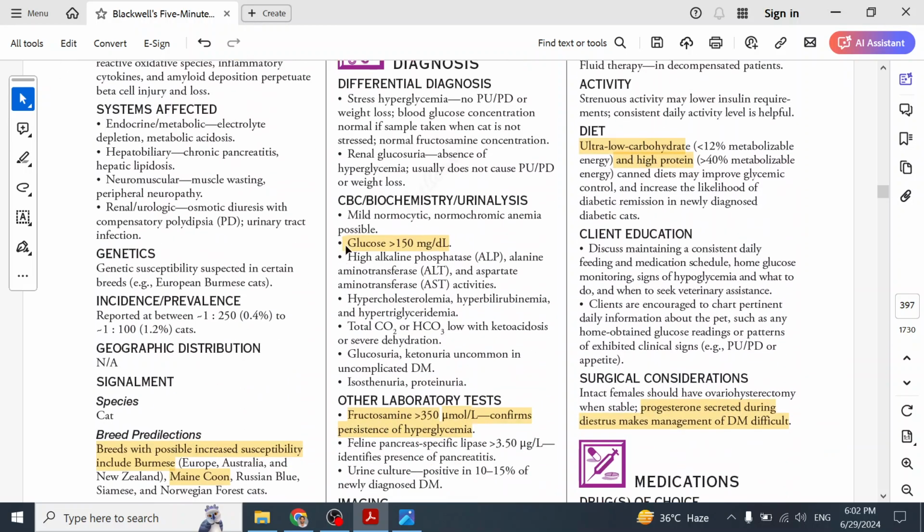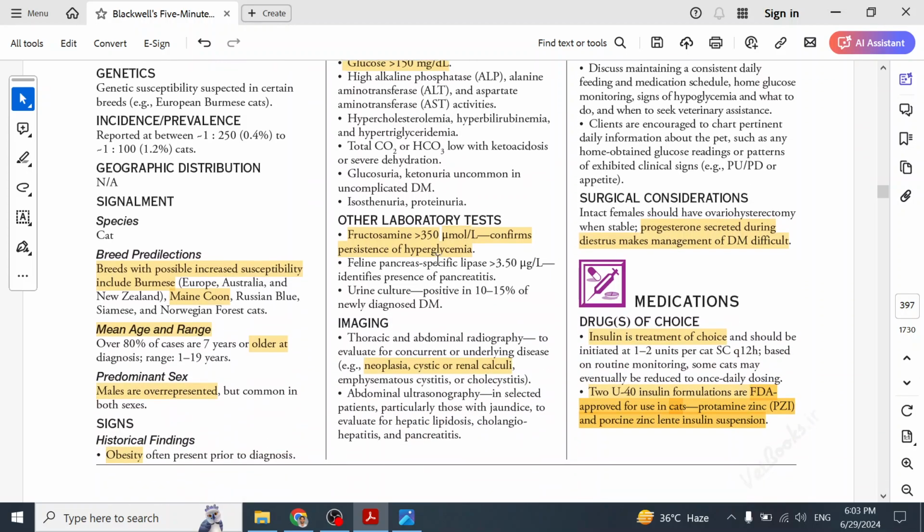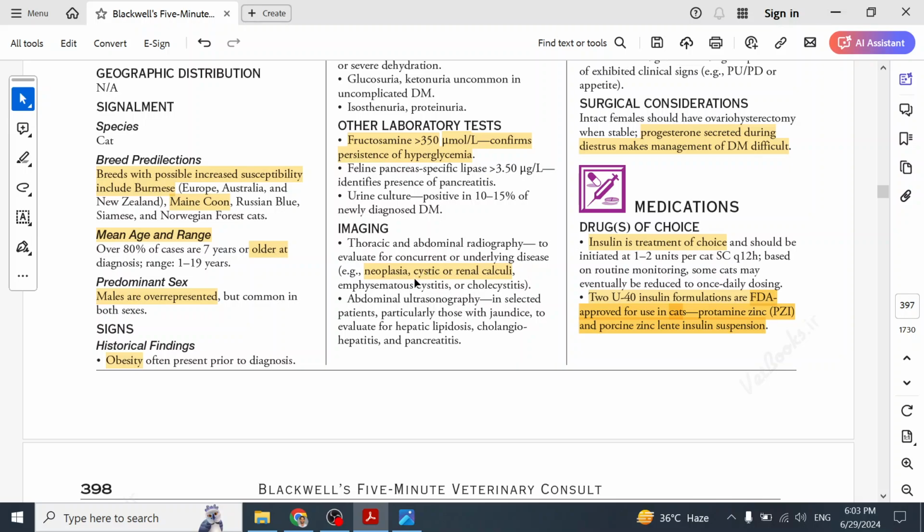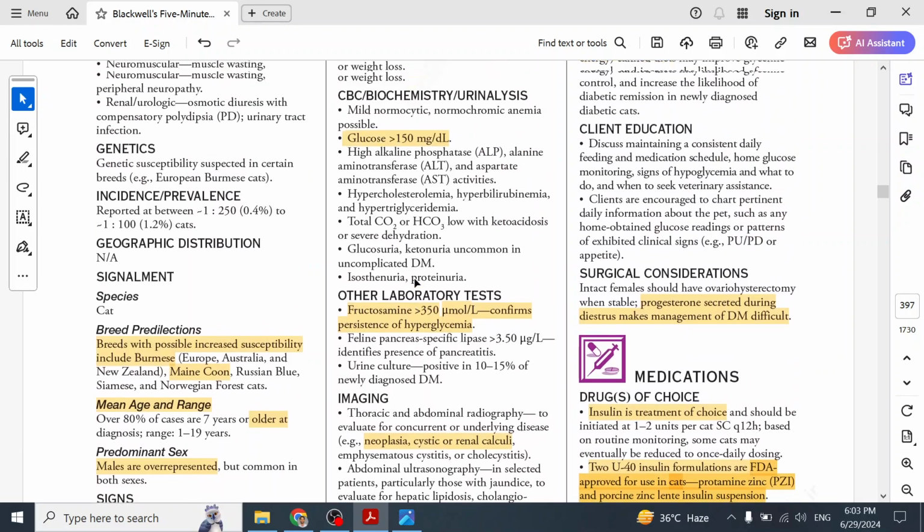Next, on CBC glucose is higher than 150, but in HHS you find a glucose level of more than 600. Fructosamine is more than 350, which confirms persistent hyperglycemia. It differentiates diabetes mellitus from stress, so the fructosamine test is a reliable test to differentiate diabetes mellitus from stress. For imaging, we do radiography for neoplasia or renal calculi.